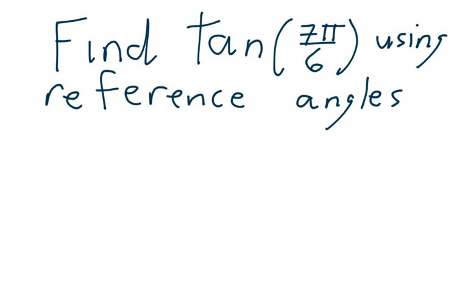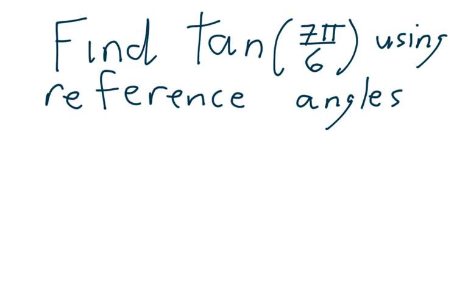So what I'm going to do now is show you how to find tangent of 7 pi over 6 using reference angles. And I'm going to stay in radians. If you look at previous problems that I've done with reference angles, I was in degrees. You could convert this to degrees if you really want to, but I think it's good practice to keep our angles in radians.